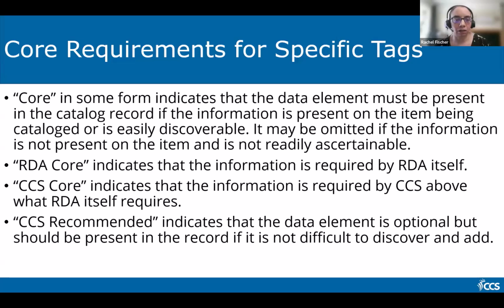CCS recommended indicates that the data element is optional, but should be present in the record if it is not too difficult to discover and add. So if a data element is not mentioned, it is not core and is therefore considered optional. Optional elements that are already present in a record can be retained, but should be verified for accuracy whenever possible.